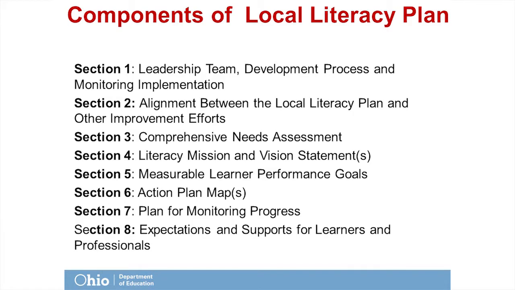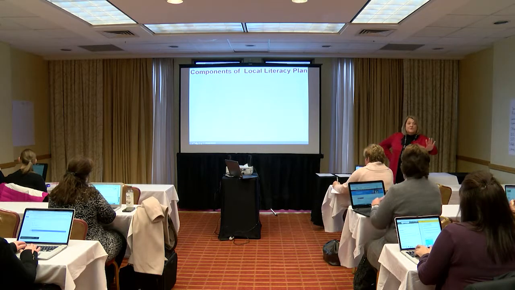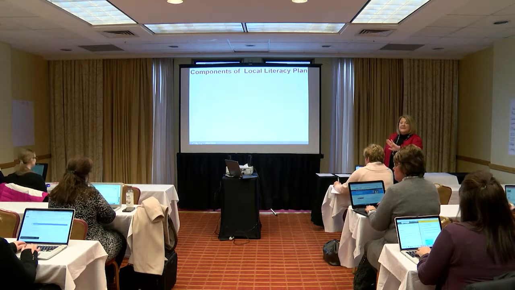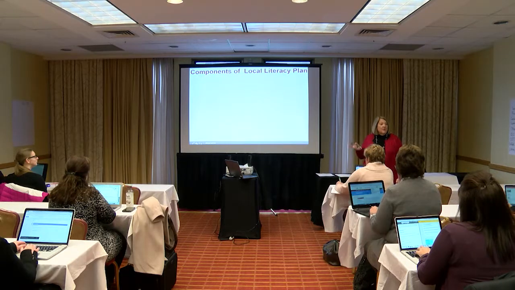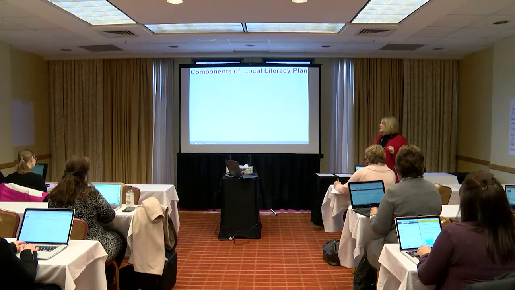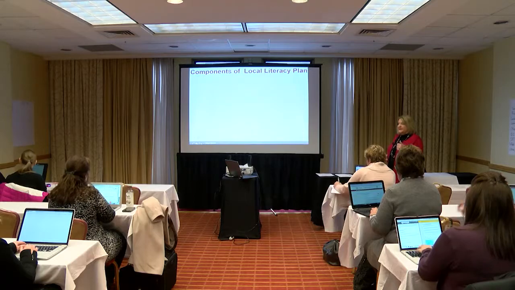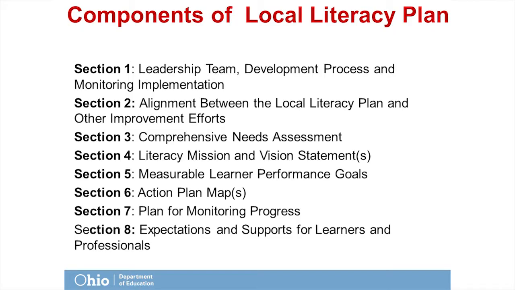Notice the new name, Local Literacy Plan. It's not a RAP anymore. It was a RAP, for students reading achievement plan, who had to complete it based on law, but for this grant, it's called a Local Literacy Plan. And that's kind of the difference. And the Local Literacy Plan has 8 components, and you will be required to complete this if you want to apply for the grant. The first section of the Local Literacy Plan addresses your leadership team.